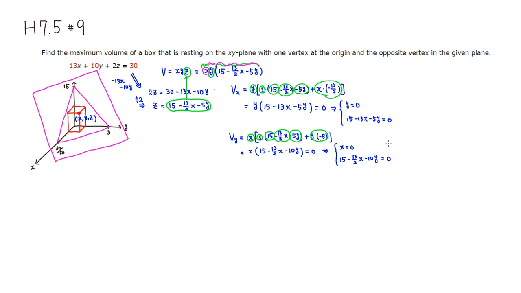Alright, let's look at a bunch of possibilities. First, let's start with y equals 0. If y is equal to 0, what are the possibilities? Either x equals 0 or the other equation equals 0. So here, x equals 0. If that's the case, one of the critical points is going to be (0, 0).